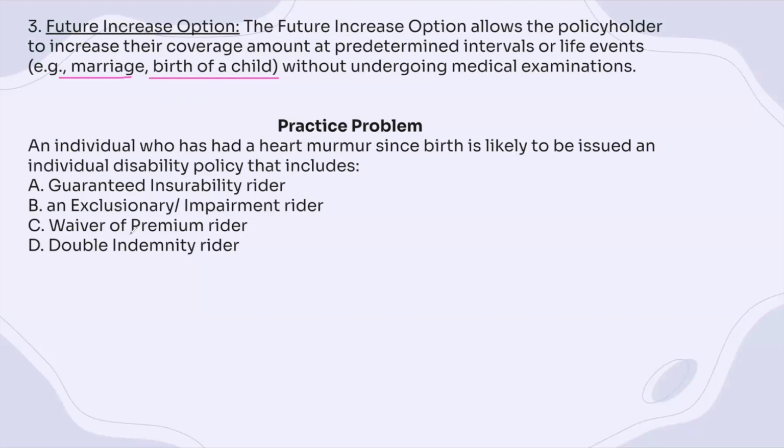Now, if you take a look at this example problem here, an individual who had a heart murmur since birth is likely to be issued an individual disability policy that includes, well, we look at this individual has a heart murmur since birth. So it is a pre-existing condition, and so you're most likely to be issued an exclusion.